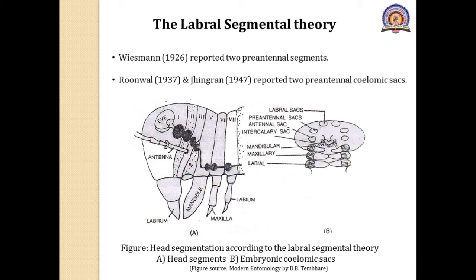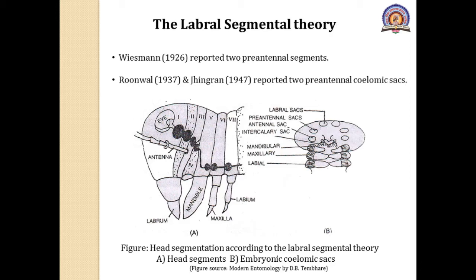Then other entomologists, Roonwal and Jeannel, also found two pre-antennal coelomic sacs in the embryo of the locust. All these workers conclude that the procephalon is a four-segmented structure and not three-segmented as asserted by the classical theory. And ultimately, the head is overall composed of a total of 7 segments.